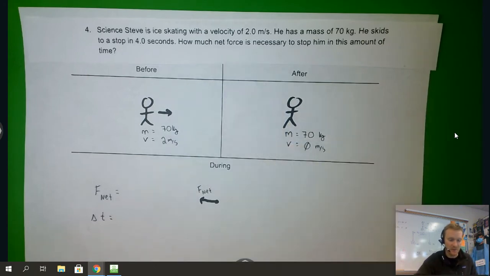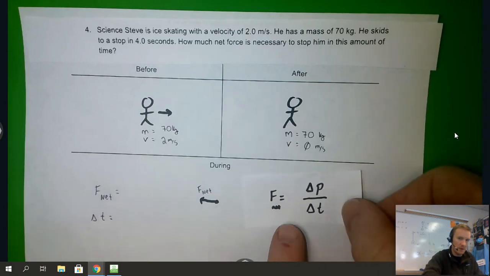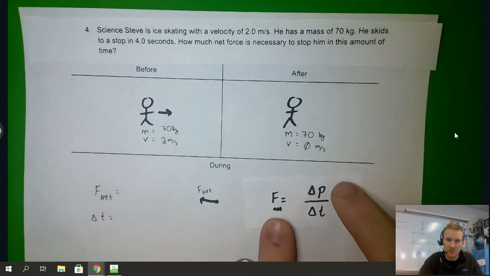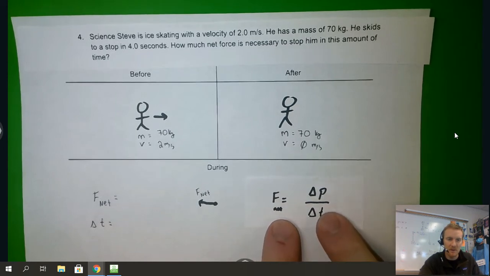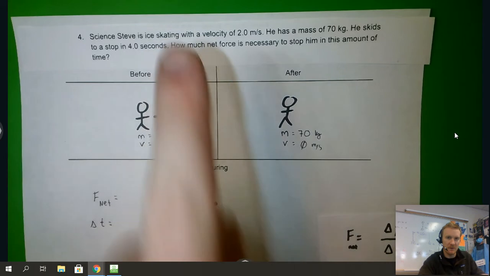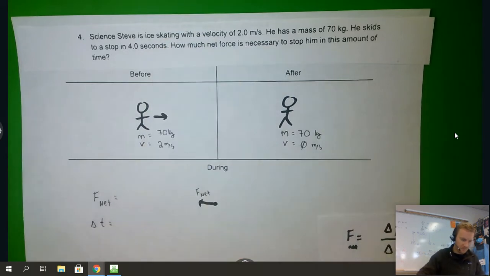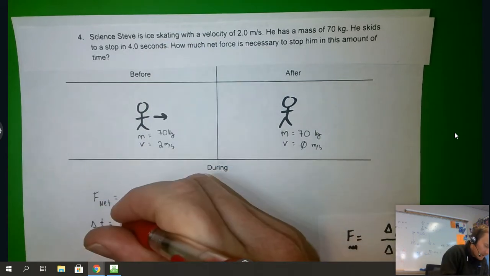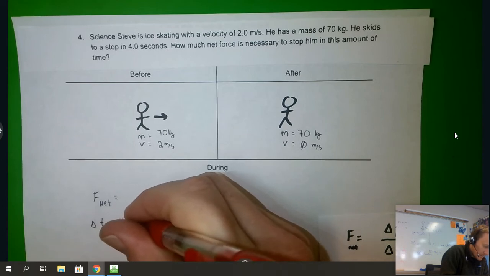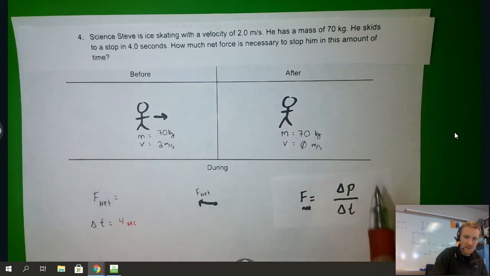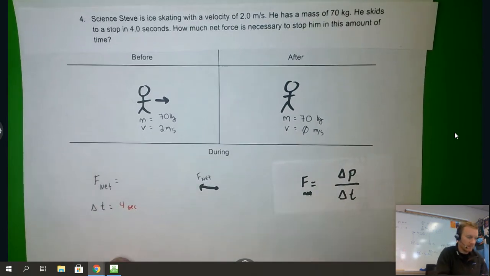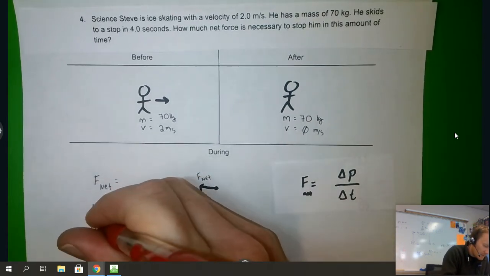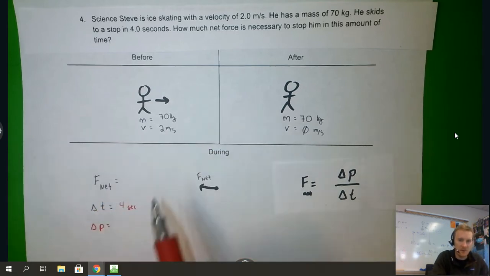Okay, so the first thing we want to know is how much net force is necessary to actually stop him. Recall that to calculate net force, the tools that we have so far, we know that the net force is equal to our change in momentum over our change in time. Okay, well, we have our change in time. It said it took him 4 seconds to make that change. But we are missing the change in momentum from our toolbox.